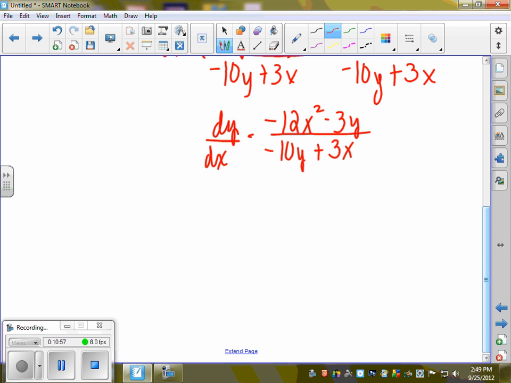Had I moved everything to opposite sides, all the signs would be reversed. So instead of having negative 12x squared minus 3y, I'd have positive 12x squared plus 3y. And then on the bottom, I would have a positive 10y and a minus 3x. Okay, so you have to watch for both of those possible solutions when you're solving these.